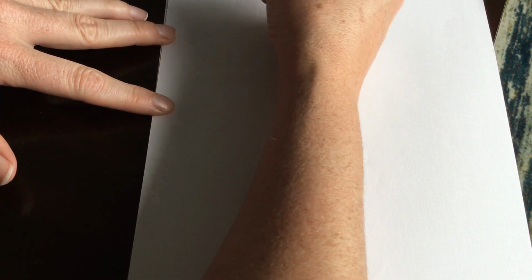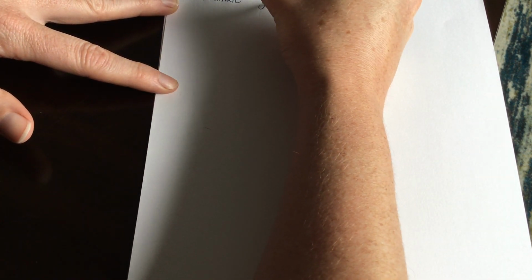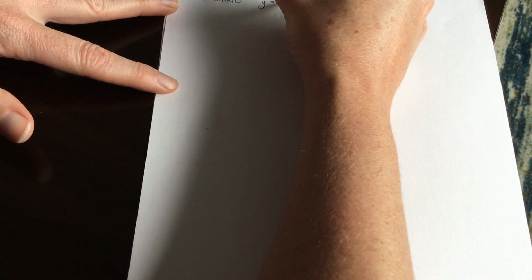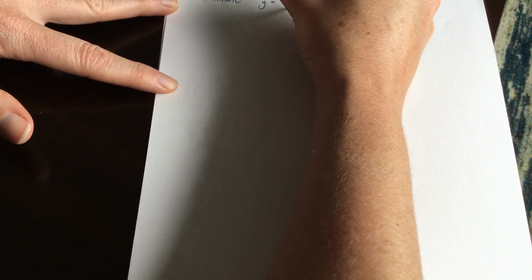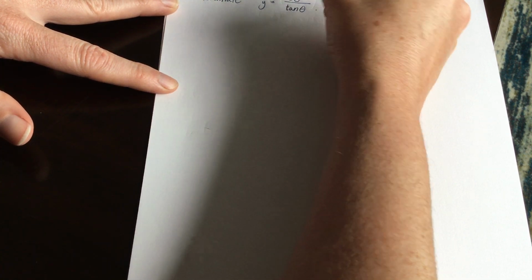Okay, let's give you, the directions are just to differentiate. And let's give you y equals 5 times theta over tangent of theta. All right, my friends, go ahead and see what you can do with this.